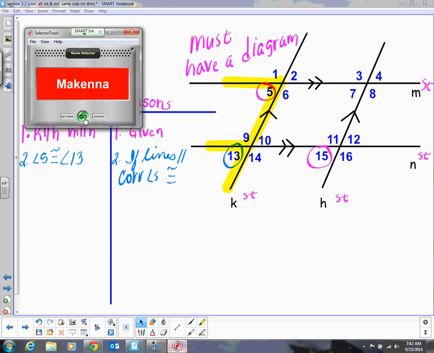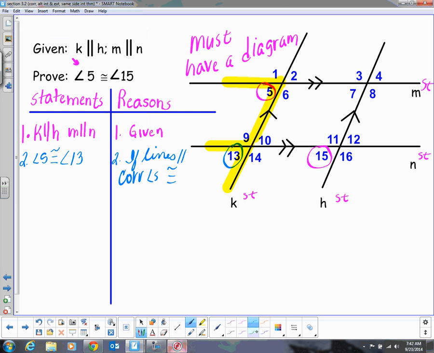All right, we are now at the corner of K and N Street. So now we are working our way to the corner of M and N, or M and what? N and H. Karen, we're at 13. What are you going to do? Where are you going to go? Angle 13 is congruent to angle 15. Why? If lines are parallel, what type of angles are they? Corresponding angles are congruent.